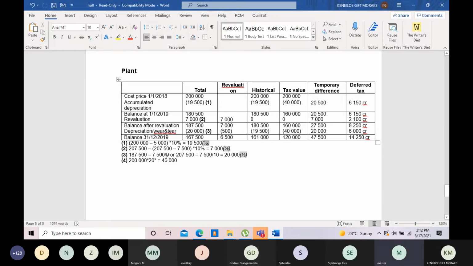How do we then determine the wear and tear or depreciation? Someone says I must repeat how I got 187,500. Talk to me.